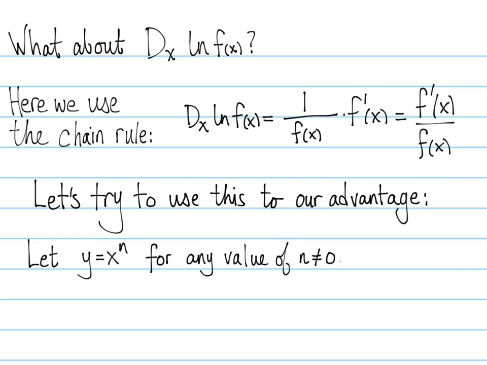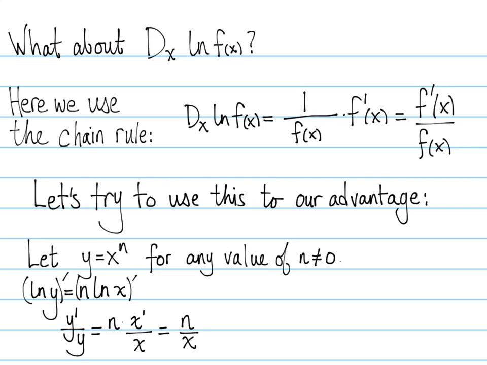So we have, say, y equals x to the n. If I take log of both sides, what do I get? I get ln y equals n ln x. If I try to take the derivative of both sides, I'm going to use the chain rule on the left and get y prime over y. And on the right, n's just a constant, so I get n times the derivative of ln x. The derivative of ln x is x prime over x, and x prime over x is just 1 over x. And so I get y prime over y equals n over x.